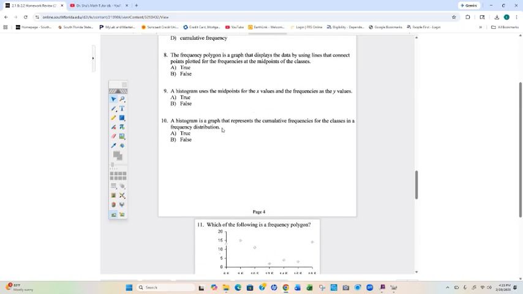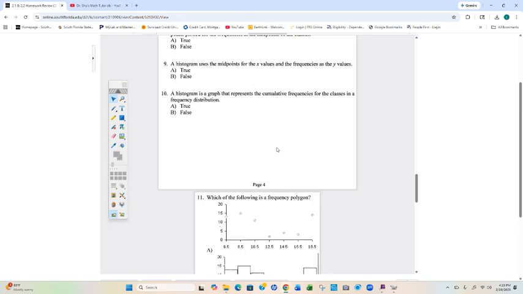Number 10, a histogram is a graph that represents the cumulative frequencies for the classes in a frequency distribution. A is true, B is false. Pause the video and think about it. All right, for number 10, if you answered B, false, you would be correct. A histogram doesn't use cumulative frequencies, it uses frequencies. The ogive uses cumulative frequencies.